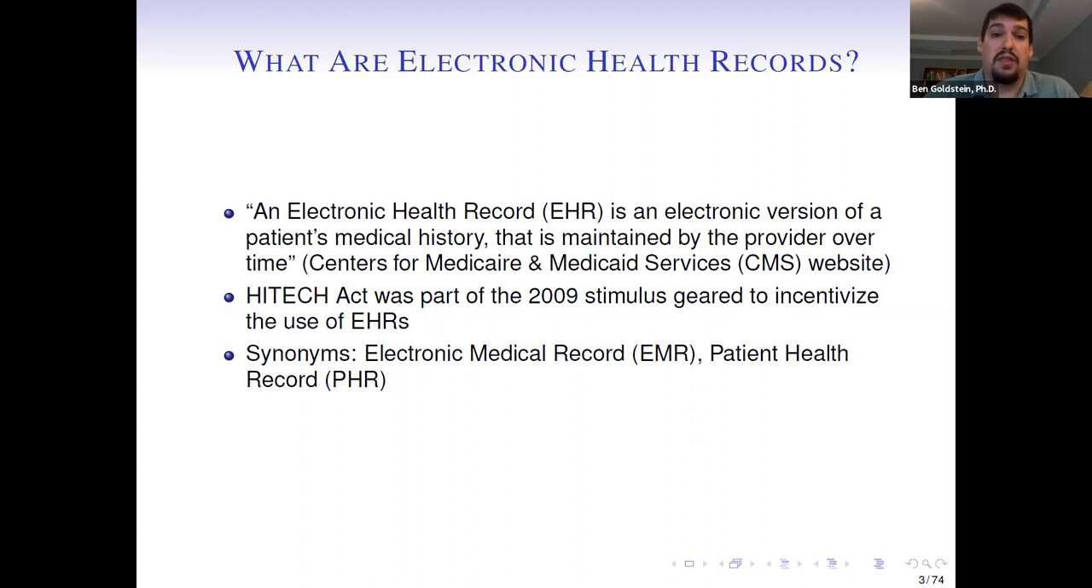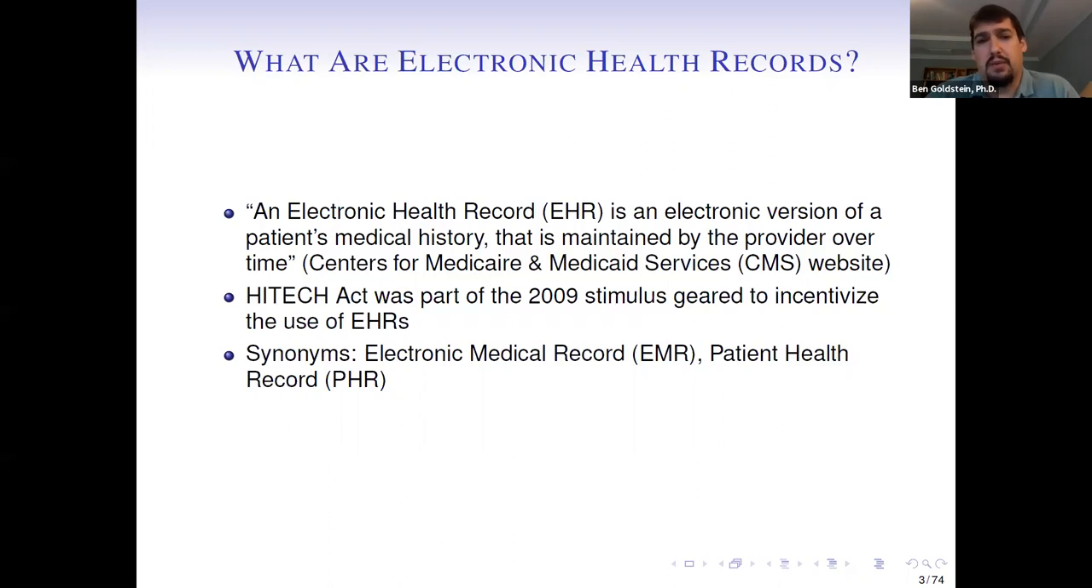The reason there's been such a growth of EHR data over the past decade is that, if we remember our last recession, there was what was called the HITECH Act, which was part of the 2009 stimulus and was geared to incentivize the use of EHRs.